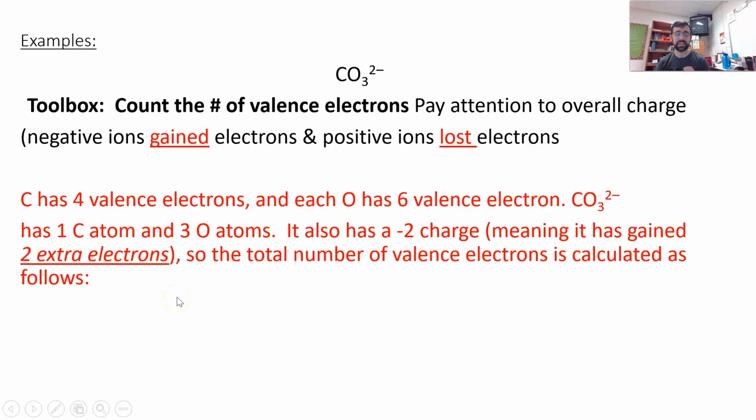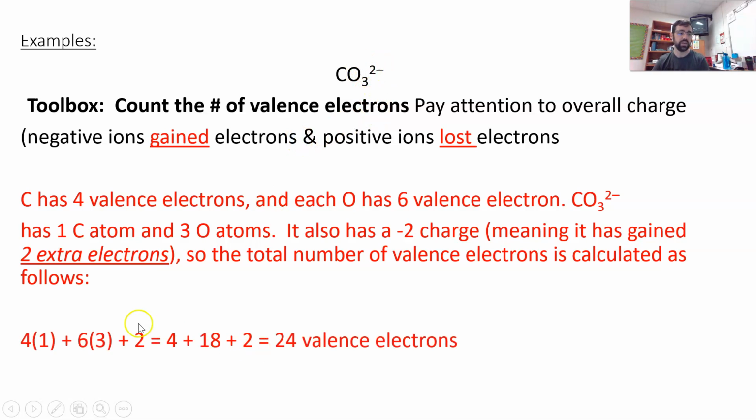So I'm going to calculate this by multiplying 1 times 4, because each carbon has 4 valence electrons, and 3, because I've got 3 oxygen atoms, times 6, because each oxygen has 6 valence electrons. So 1 times 4 plus 3 times 6, and I have to have 2 extra electrons, so we're going to add 2 because of that negative charge that comes from extra electrons. 4 plus 6 times 3 is 18, plus 2. Add those up, you get 24 total electrons, and we need to keep track of how many we use as we go through.